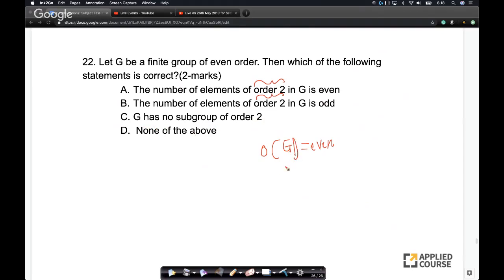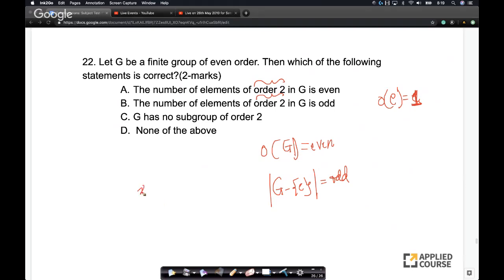This G will contain the identity element. The identity element's order is 1. So the order of the identity element is equal to 1. Right? So this is anyway odd. So one element you remove, now this will be odd. You remove this element, it will be odd, right? So order 2 is what we care about.